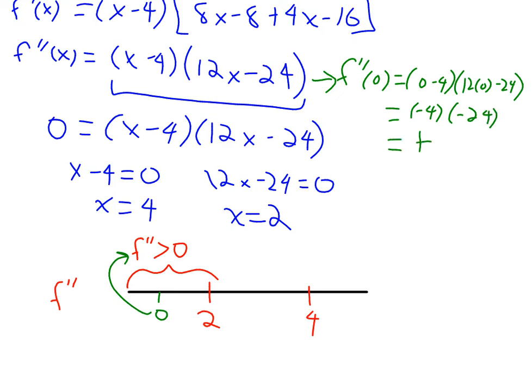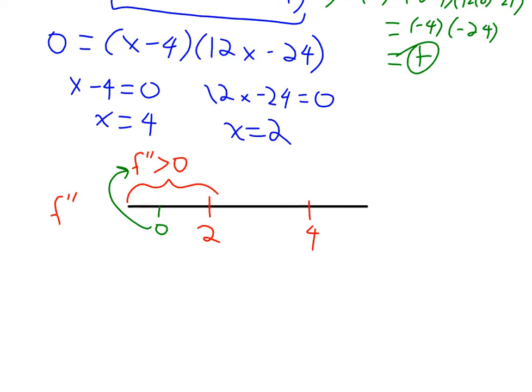I don't really care what the number is, 96 or whatever. I just care that it's positive, because that verifies that the slope was changing in a positive way. My second derivative is positive, so I know that this interval from negative infinity to 2 is concave up.